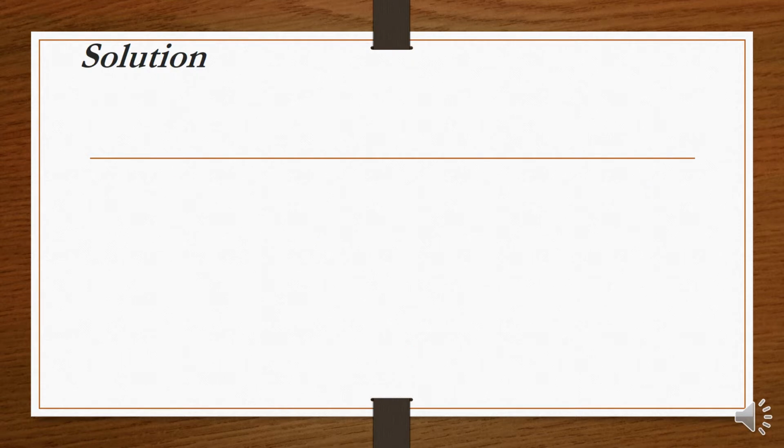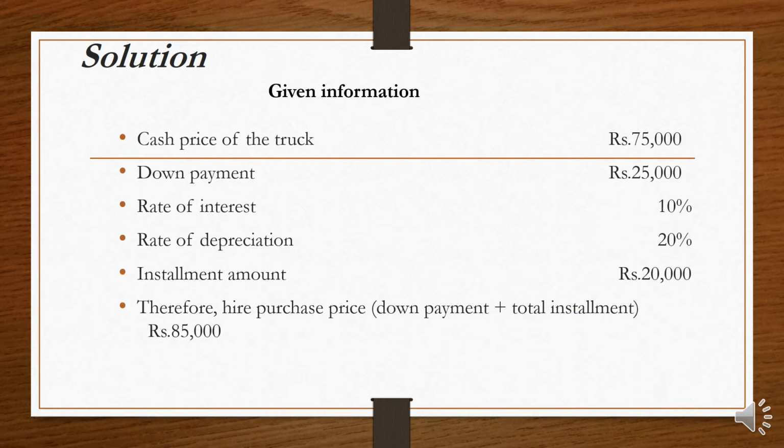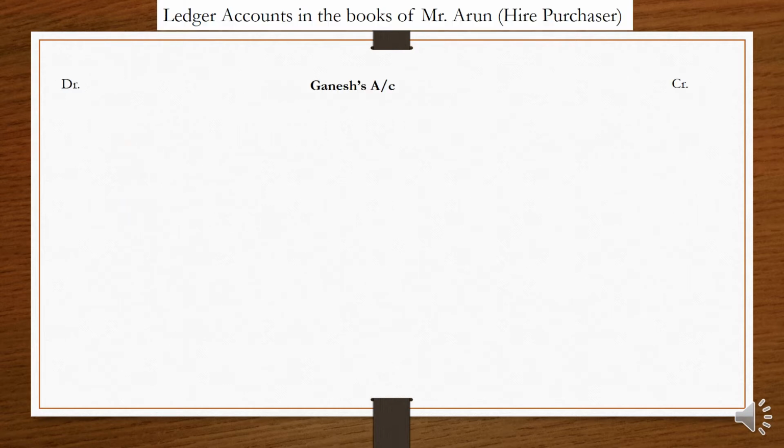Now let us find out the given information. Cash price is 75,000, down payment 25,000, rate of interest 10%, rate of depreciation 20%, installment amount 20,000. Hire purchase price is equal to down payment plus total amount of installments. Total installments are 20,000 into 3, which is 60,000, plus down payment of rupees 25,000. Total comes to 85,000.